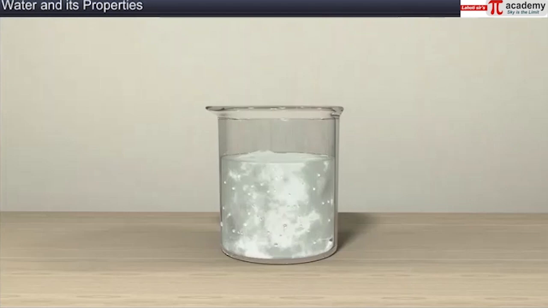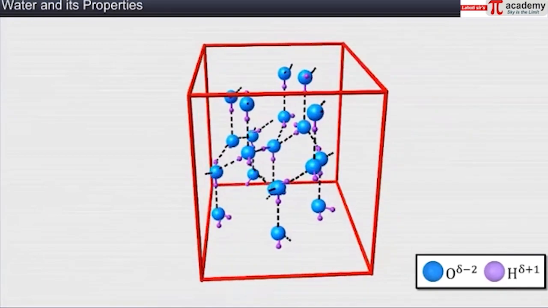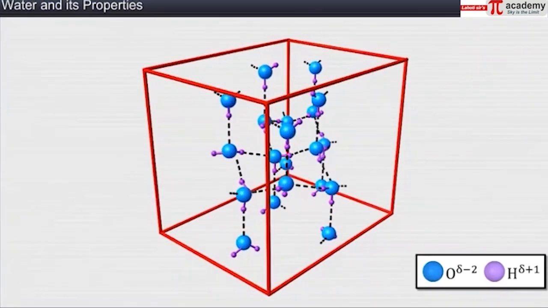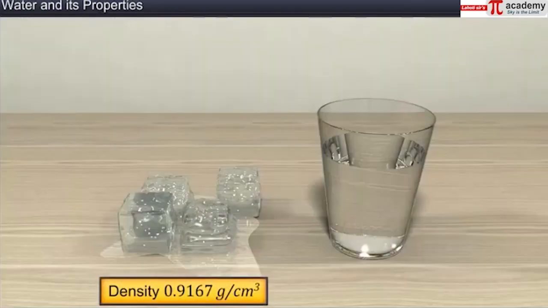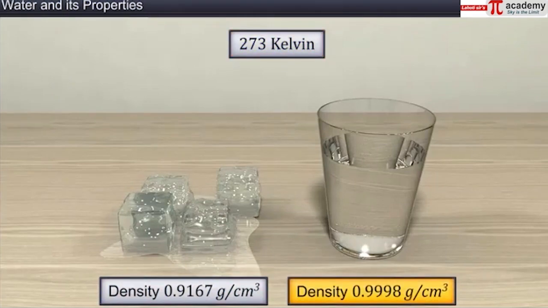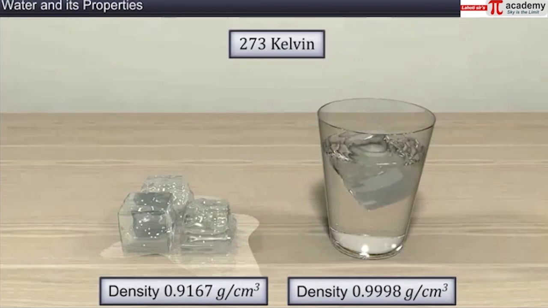The crystalline form of water is ice. At normal atmospheric pressure, ice crystallizes in hexagonal form. The density of ice is 0.9167 gram per centimeter cube at 273 Kelvin, whereas water has a density of 0.9998 gram per centimeter cube at the same temperature. This makes ice float on water.